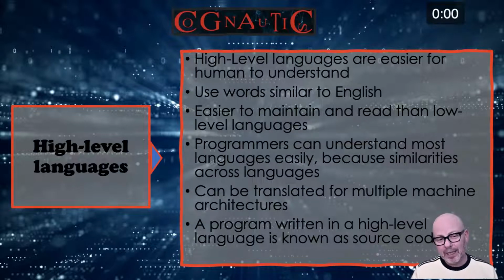So high-level languages. Let's look at the advantages, okay? High-level languages are easier for humans to understand. Obviously, if you had to write code in binary, it would be horribly complicated. Imagine trying to find a mistake when you're writing just long strings of binary numbers. I mean, you could do, but it would be extremely difficult, extremely tiring. We talk about the code being maintainable, so you can hand it over to someone else. So clearly, a better system is to have it as a high-level language, because it's easier to understand. It uses words similar to English, mainly English words. And it's easier to maintain and read than low-level languages.